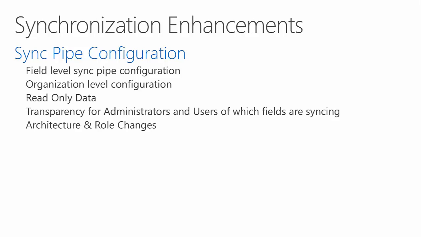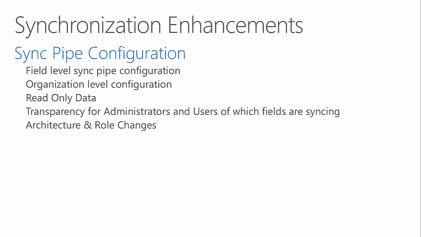So if CRM admins want to secure some of that CRM business data so that the end users aren't inadvertently making a change in their Outlook or on their phone and having that synchronize up and overwrite the data in CRM, they can do that by just changing that sync direction so it's only from CRM down to Outlook and not the other way. This really gives a lot more transparency for both administrators and users of which fields are syncing and which way that synchronization is happening.